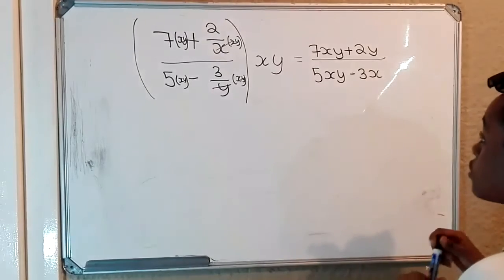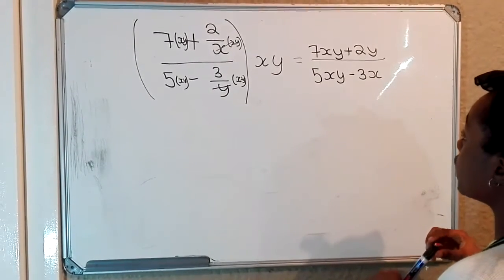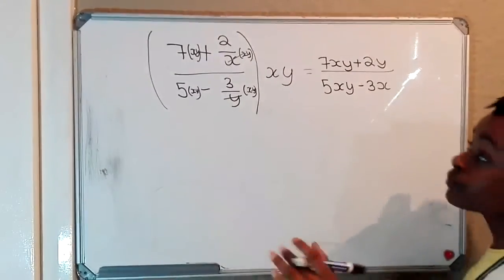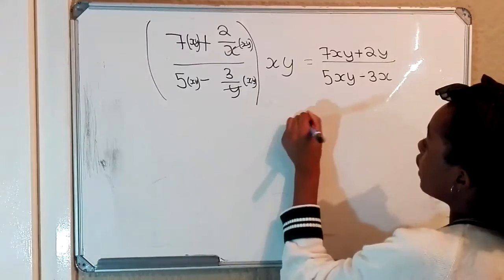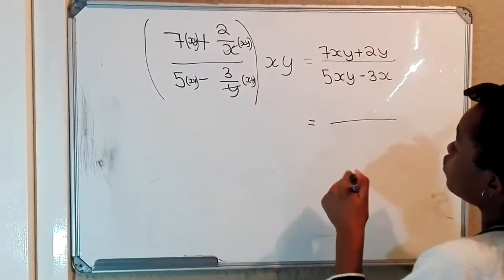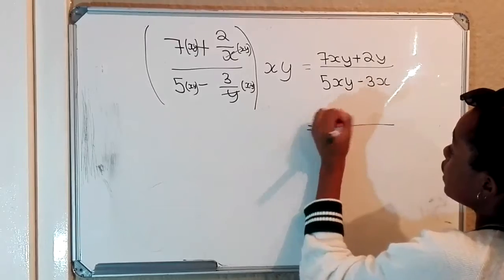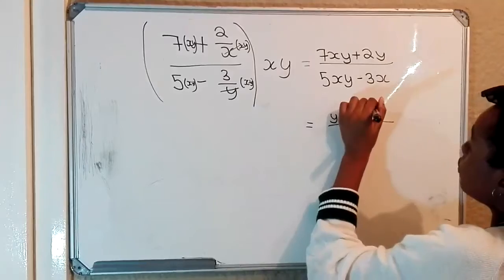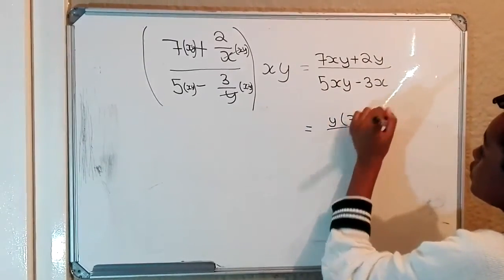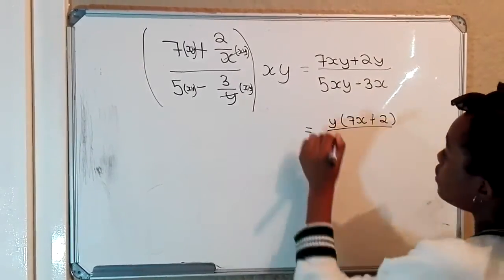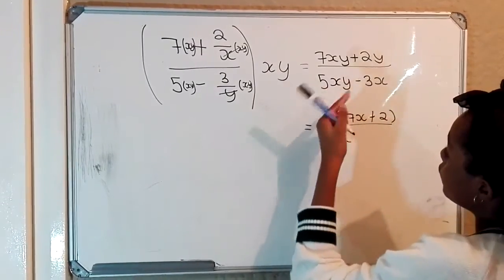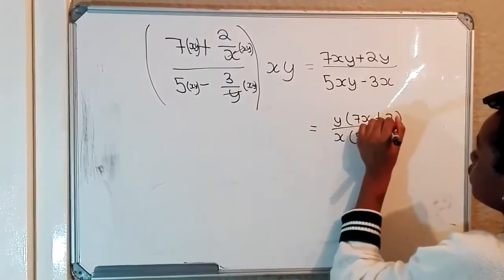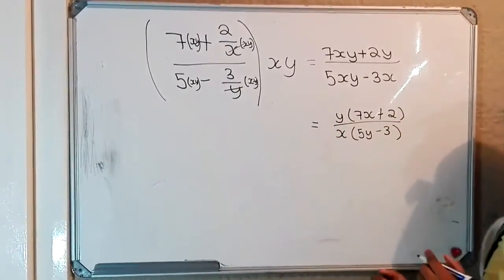So here that can be it, but we can also factor using the GCF. On top, we can factor out y because they have y in common. So we divide everything by y, and we'll be left with 7x, the y will cancel, plus 2 here. At the bottom we can factor out x, and you'll be left with 5y because the x will cancel, and minus 3, the x will cancel. So this is our final answer, guys. This is what we have now.